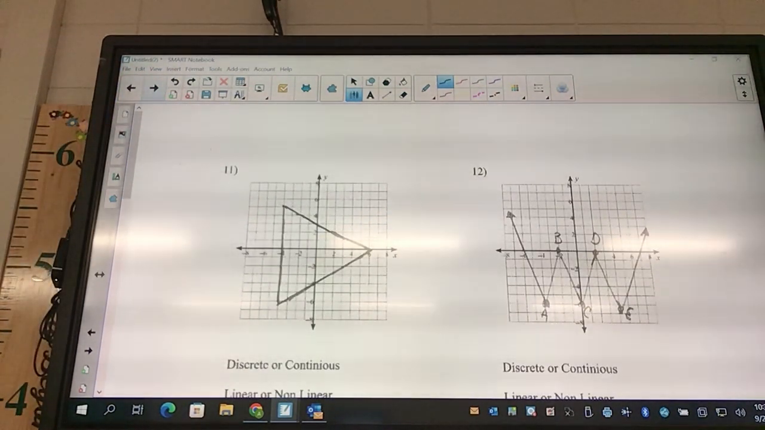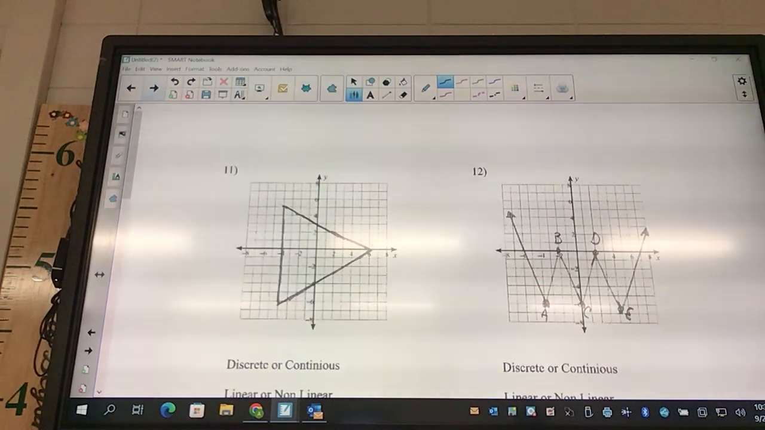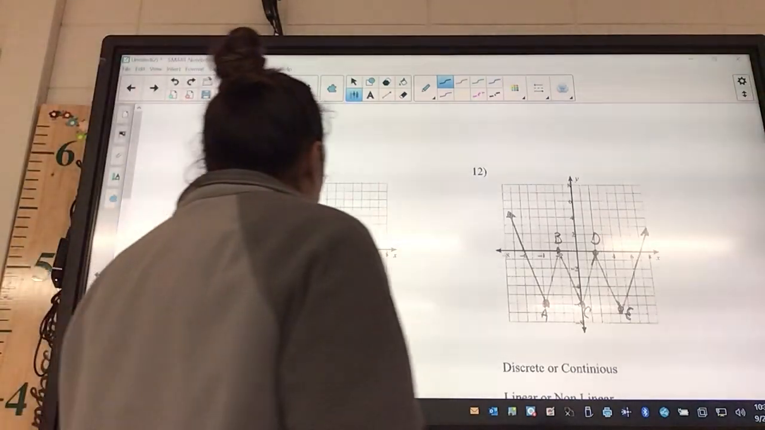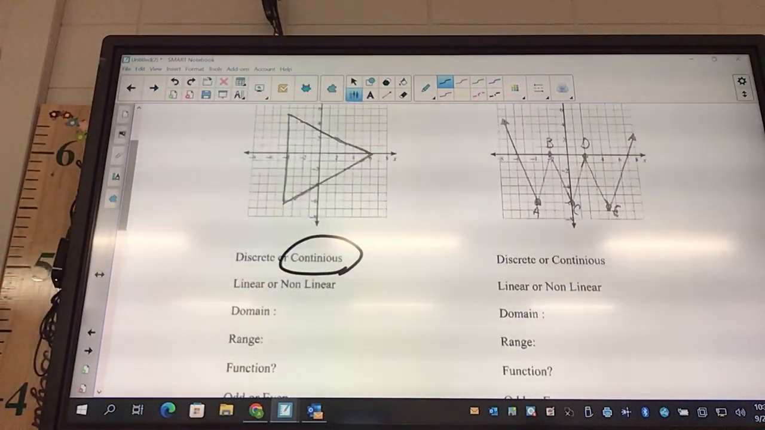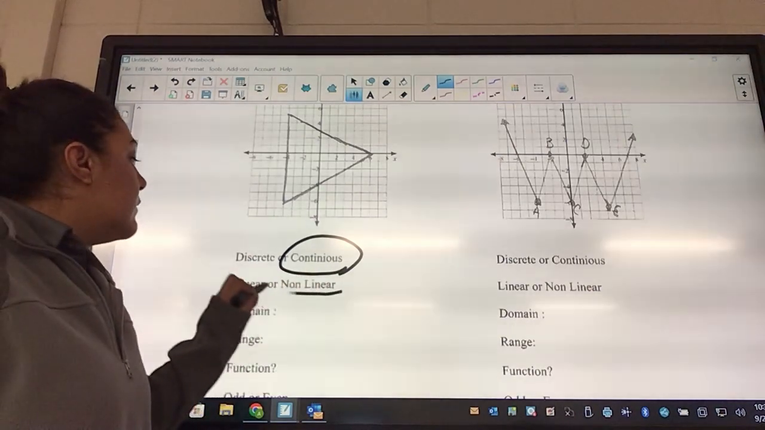Okay, is this discrete or continuous? How do you know? You ain't gotta pick your pencil up. You can get from one triangle all the way to the other, okay, without picking your pencil up. This is gonna be continuous. Okay, is this linear or non-linear? Non-linear. What's linear look like? Straight line.